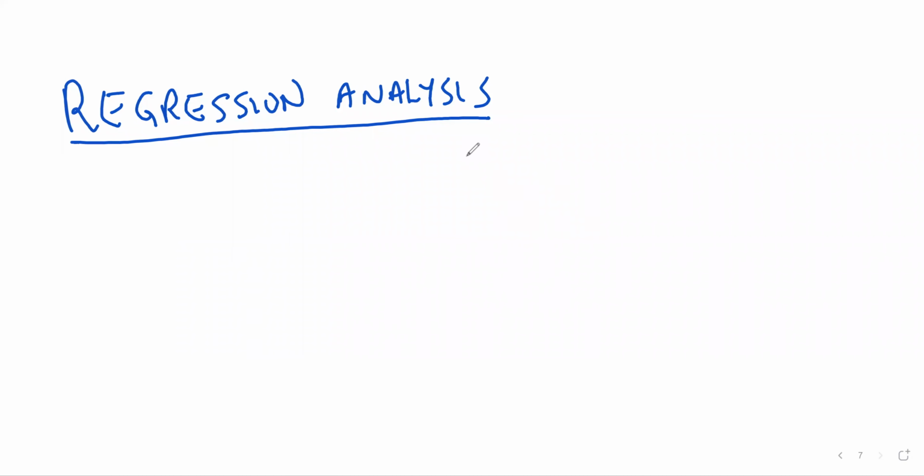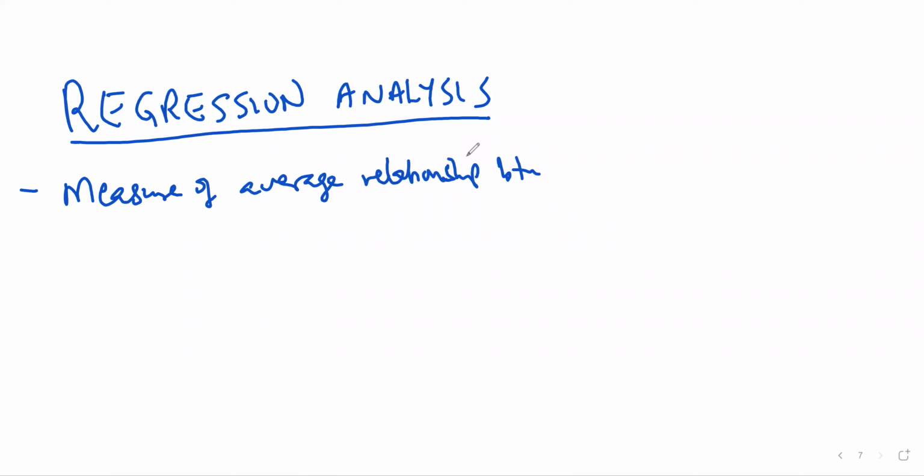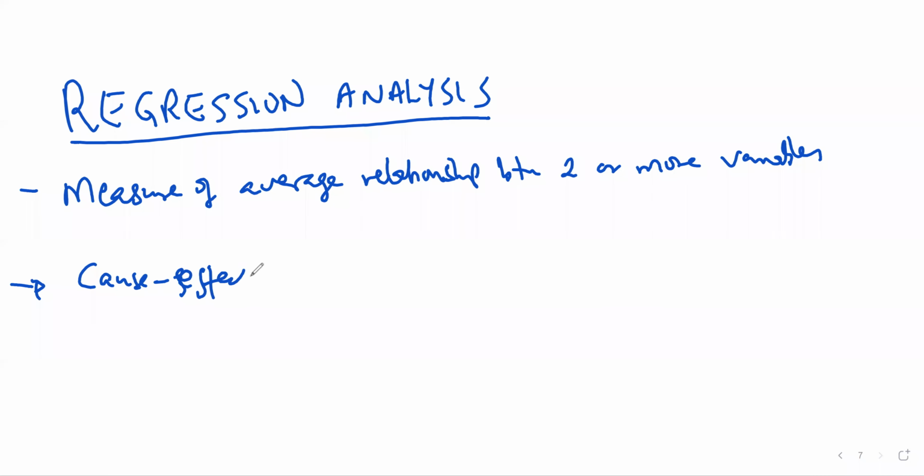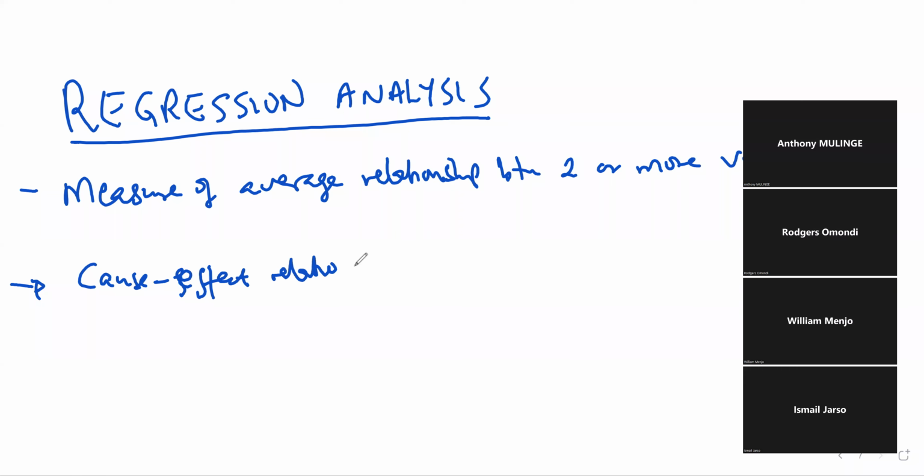So next, I want us to look at regression analysis, and we start by saying that regression analysis is a measure of the average relationship between two or more variables. In the context of correlation analysis, our objective was to check the strength of relationship and also the direction of relationship between exactly two variables. But when we come to regression analysis, we attempt to find what we call the cause and effect relationship. So we measure the cause and effect relationship between two or more variables.